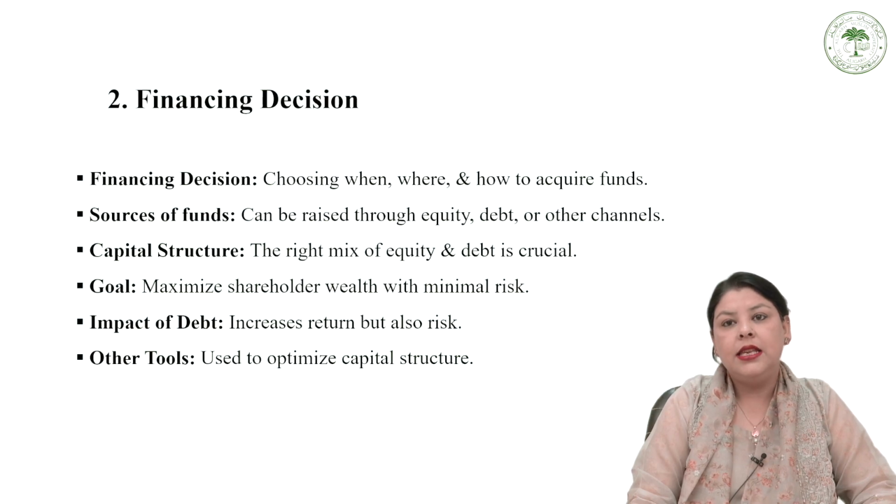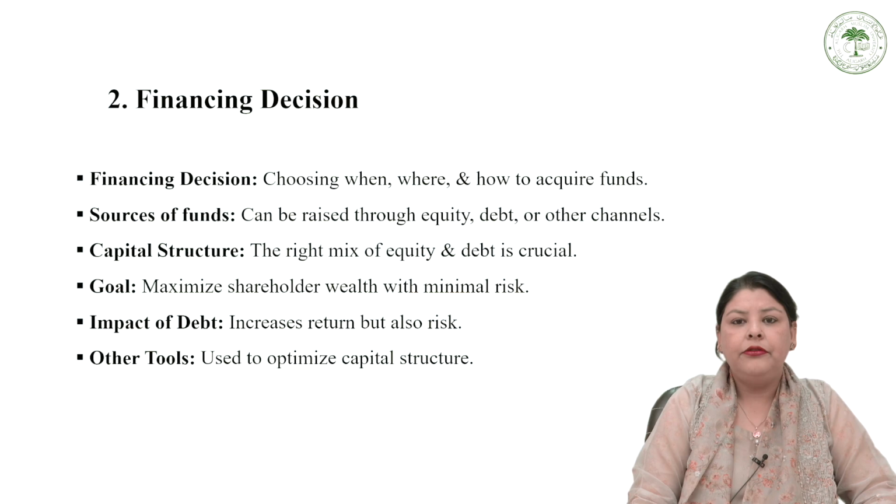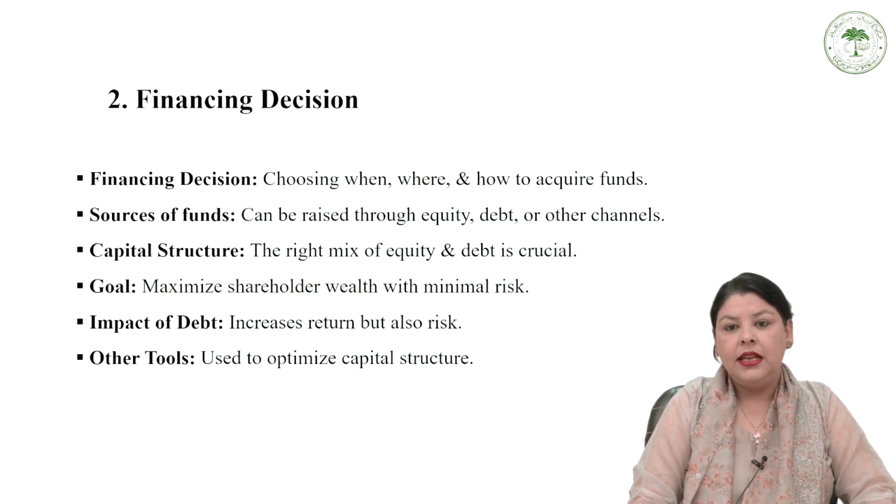The next function is the financing decision. This is about deciding when, where, and how a business should raise funds. Funds can come from equity, debt, or other sources. The right balance between equity and debt is called the capital structure. A good financial structure maximizes the value of shares, which means growth for the company and wealth for shareholders. But one thing we should remember is debt increases returns while also increasing risk. The goal is to achieve an optimum capital structure, one that maximizes returns with minimum risk.